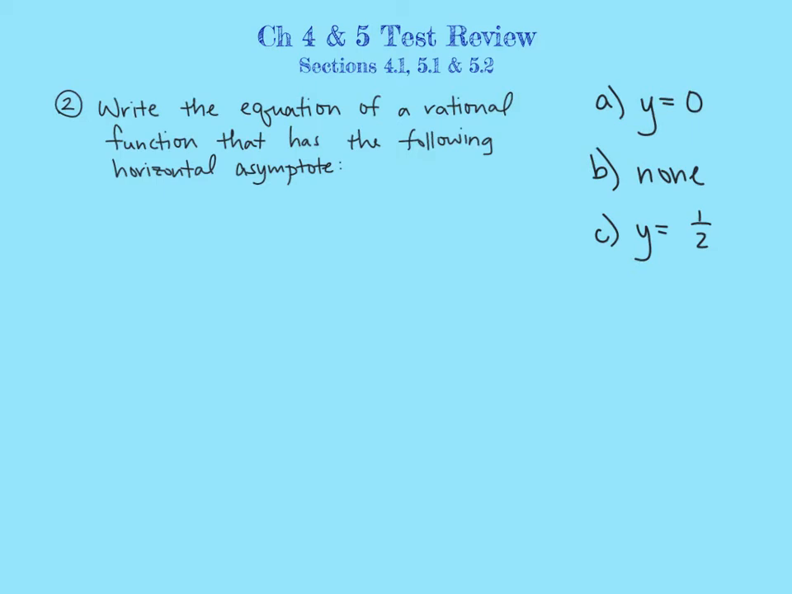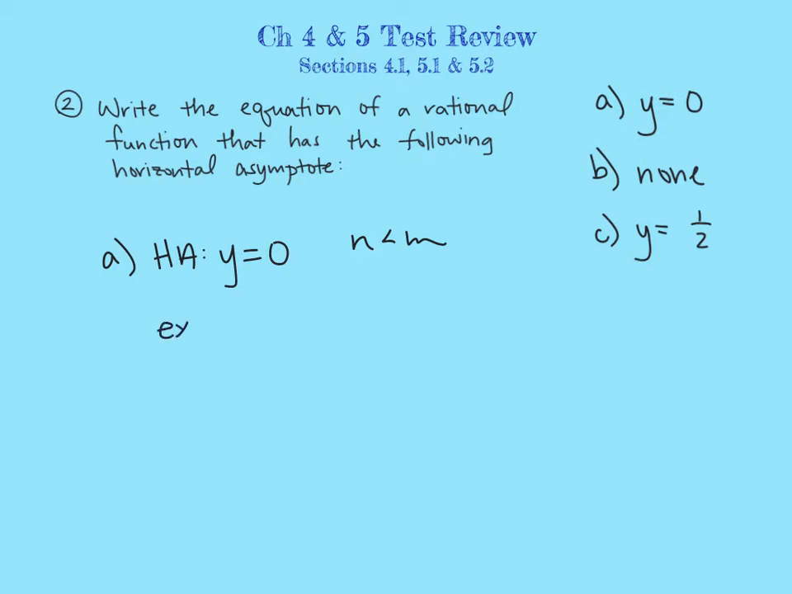In number 2, there's a ton of different answers that you could have here, but in order to write the equation of a rational function that has a horizontal asymptote of 0, we have to make sure that the degree of the denominator m is greater than n, the degree of the numerator. So in order to have a horizontal asymptote where y equals 0, we have to make sure that n is less than m. The degree of the denominator is greater, actually.